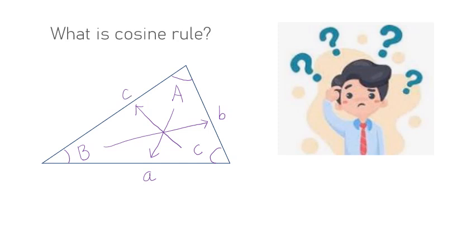Supposing I'm given the dimensions for all three sides. Let's have an example. Supposing I'm given this to be 10 centimeters, this one 8 centimeters, and this one equals 9 centimeters. And I'm asked to find angle A.